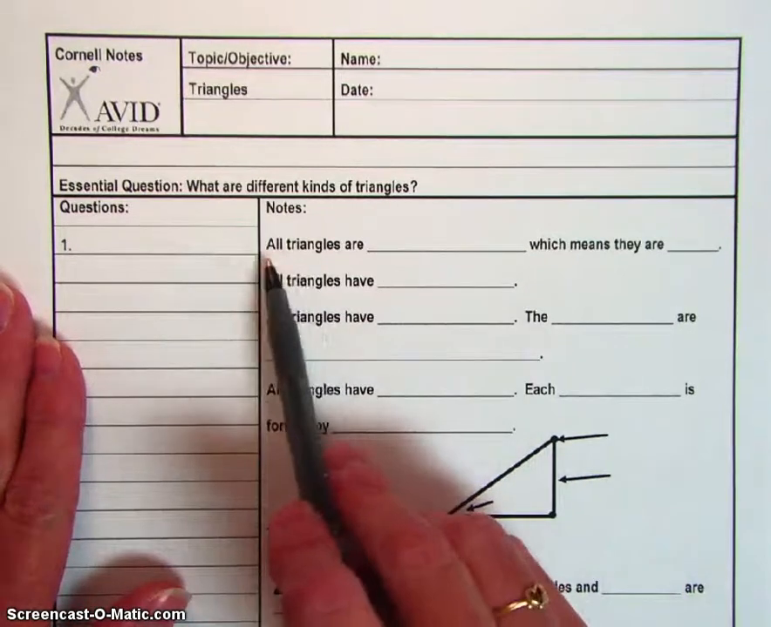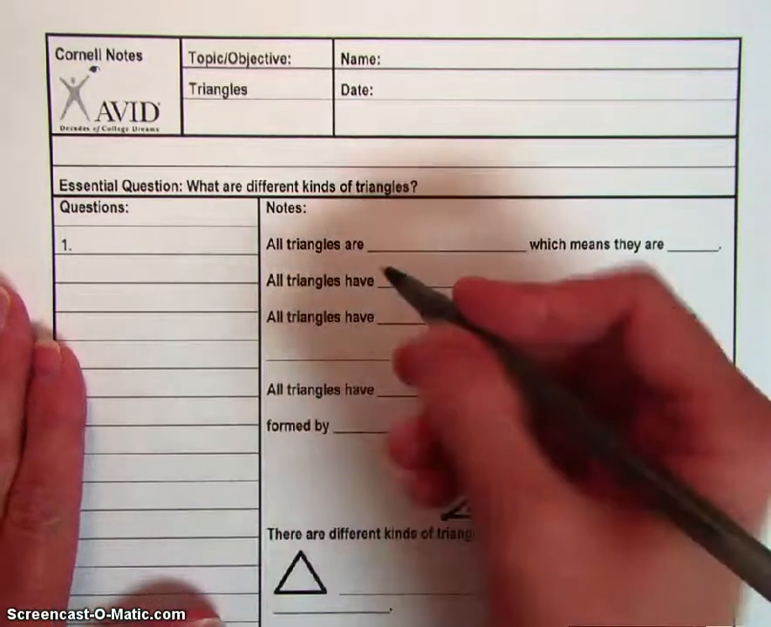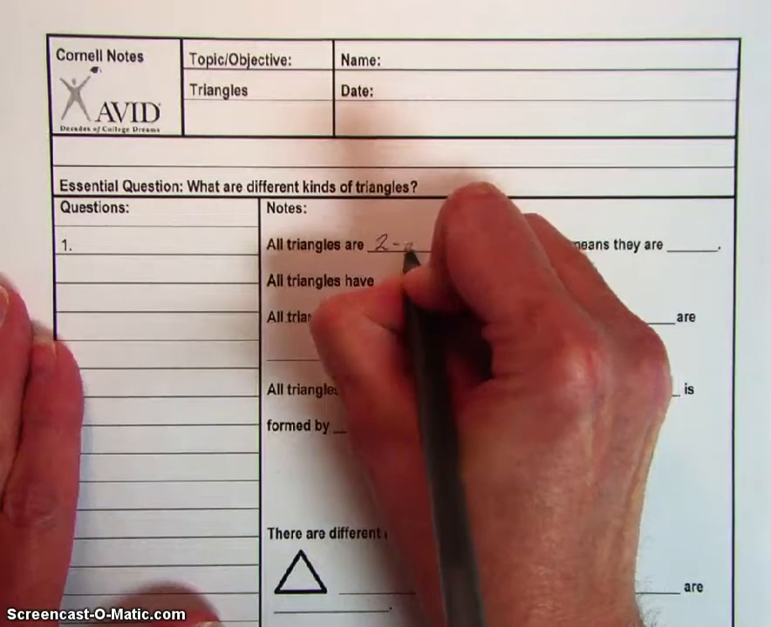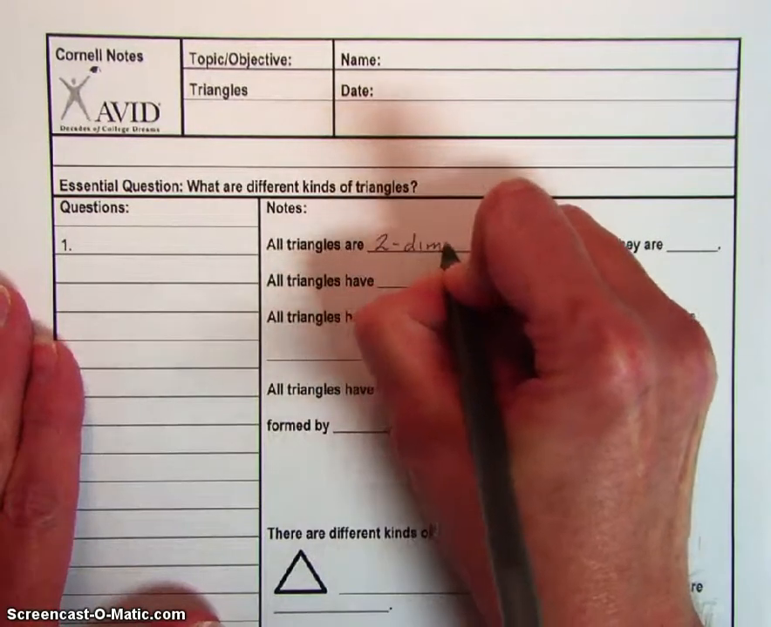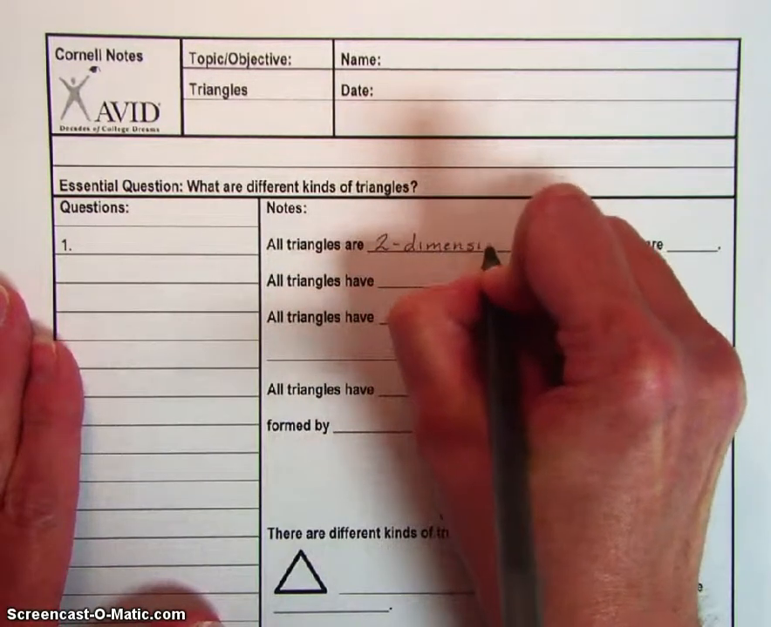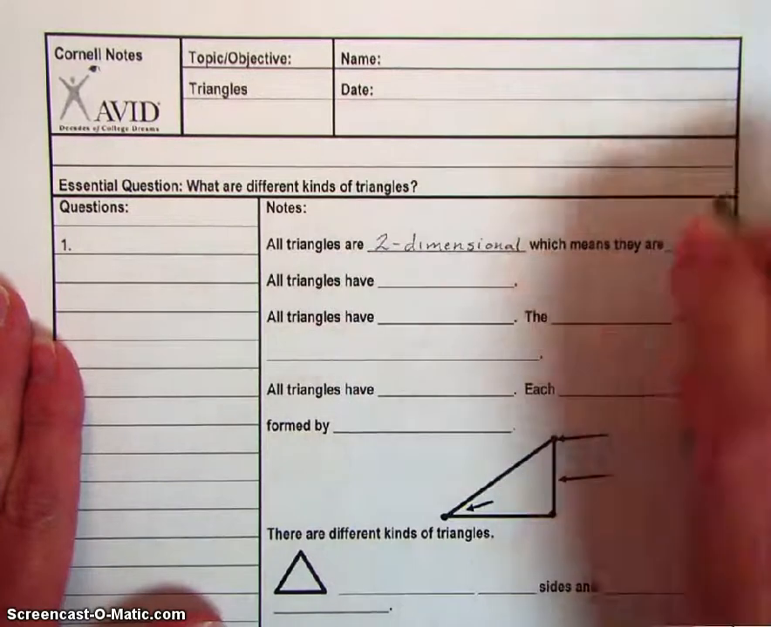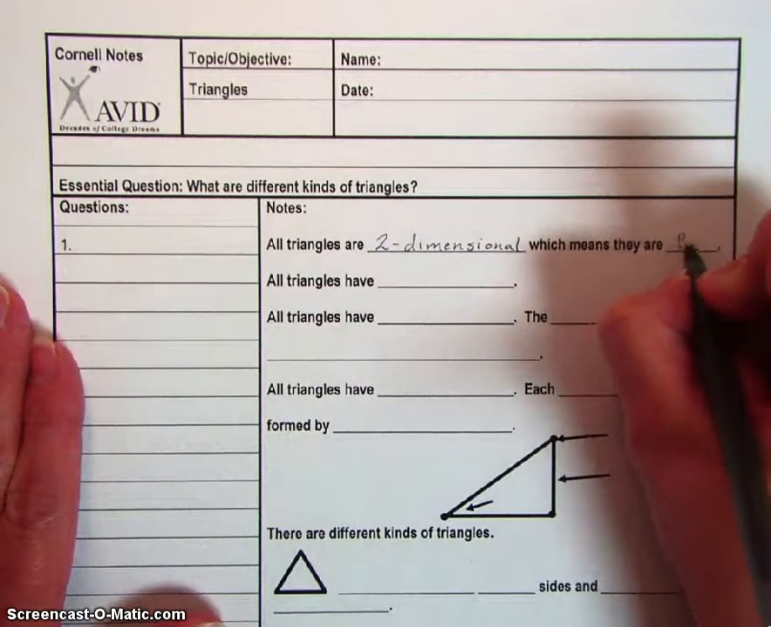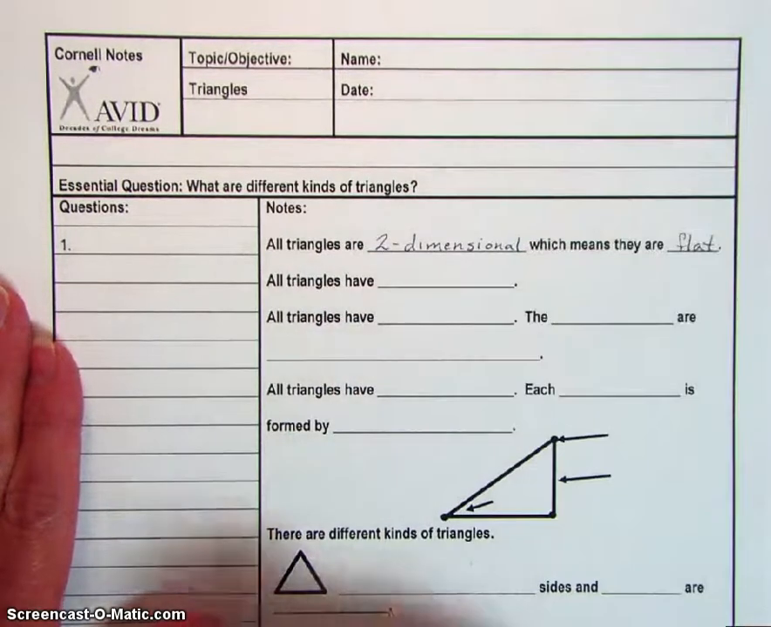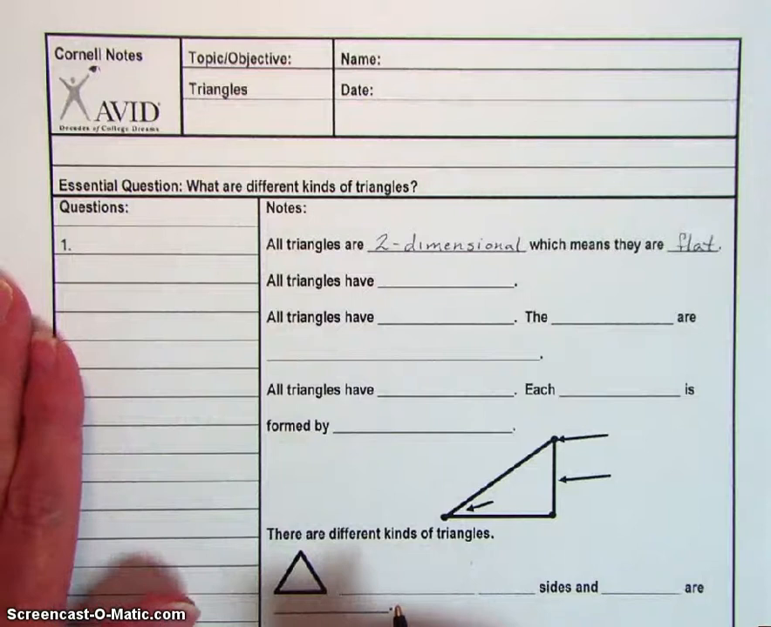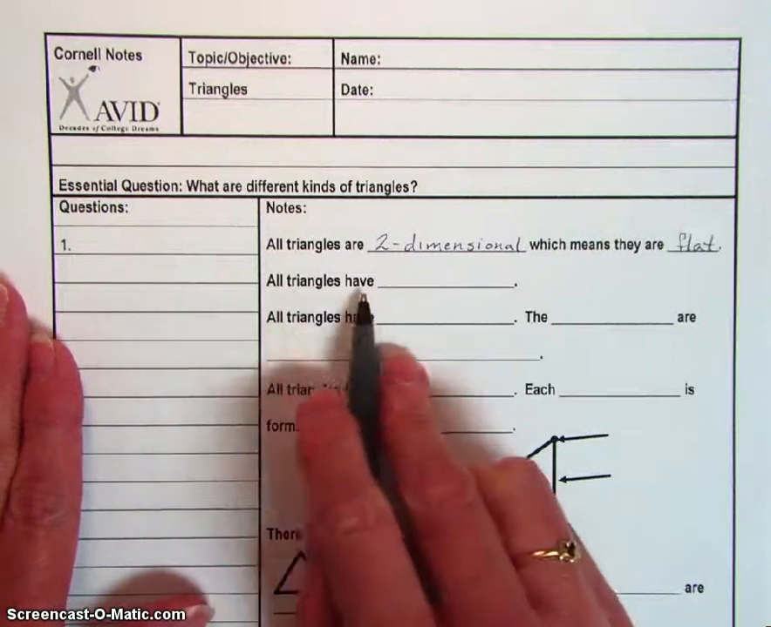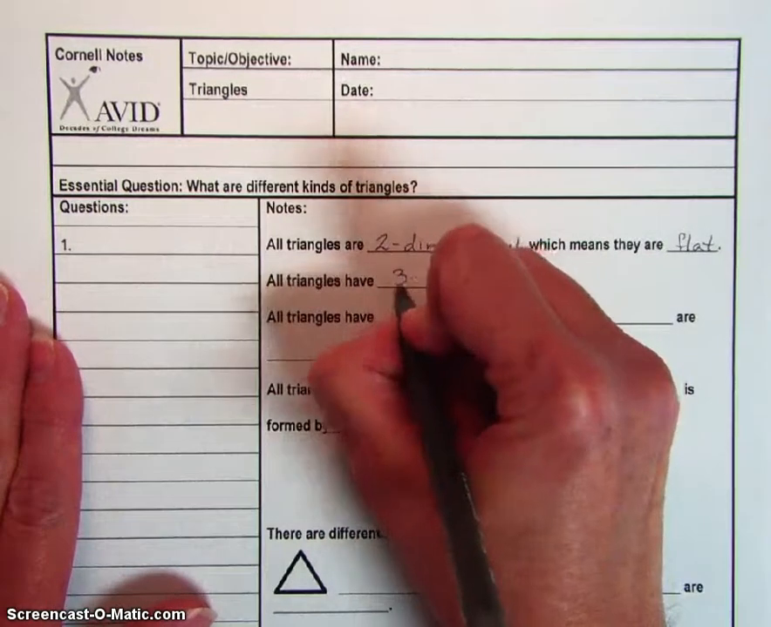So the first thing that all triangles have in common is that they are two-dimensional. Two-dimensional simply means that they are flat. They are not a 3D shape like a pyramid. They are just flat. We also want to remember that all triangles have three vertices.